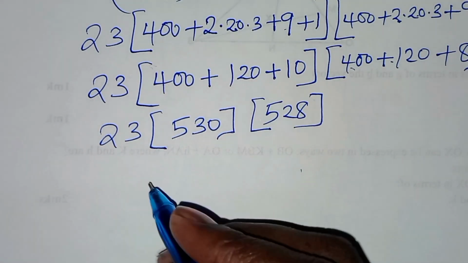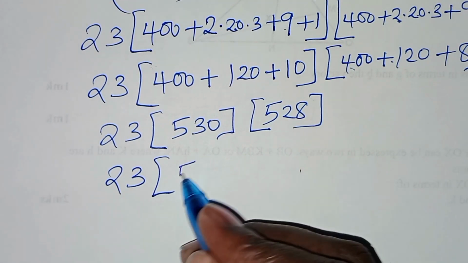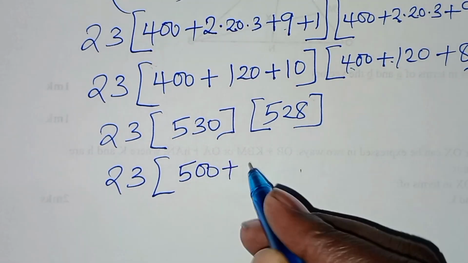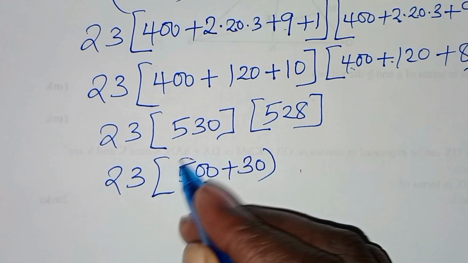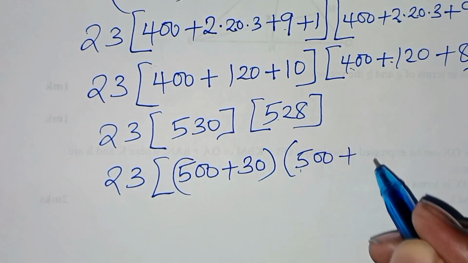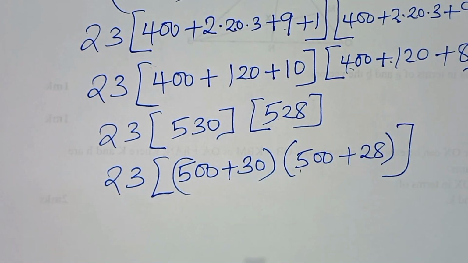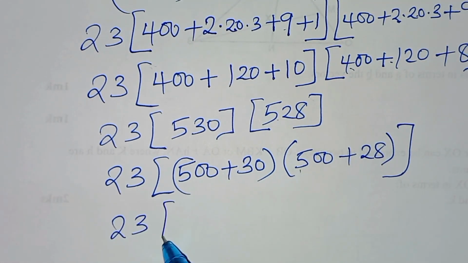Let's proceed here. We have 23 times. We can express 530 as 500 plus 30, and we can express 528 as 500 plus 28. Now, let's multiply here.